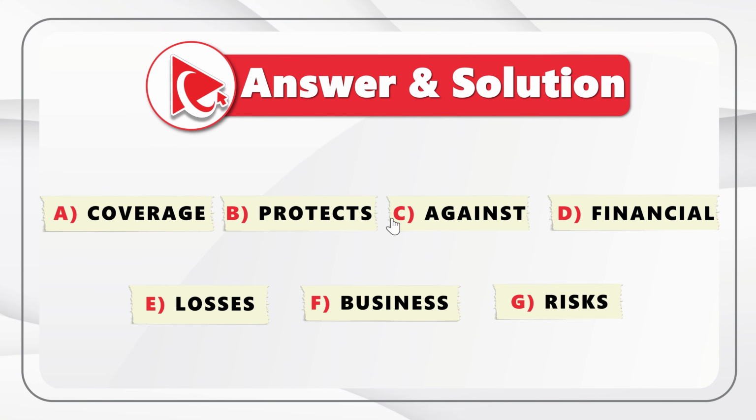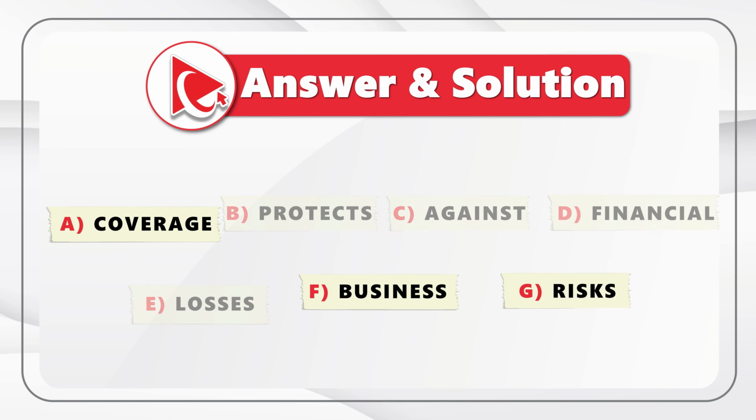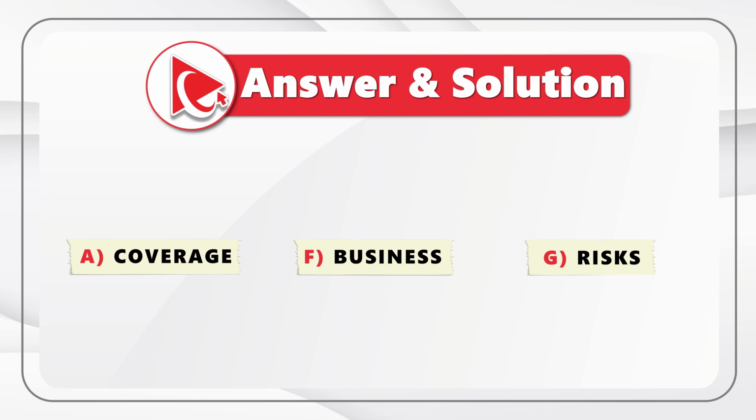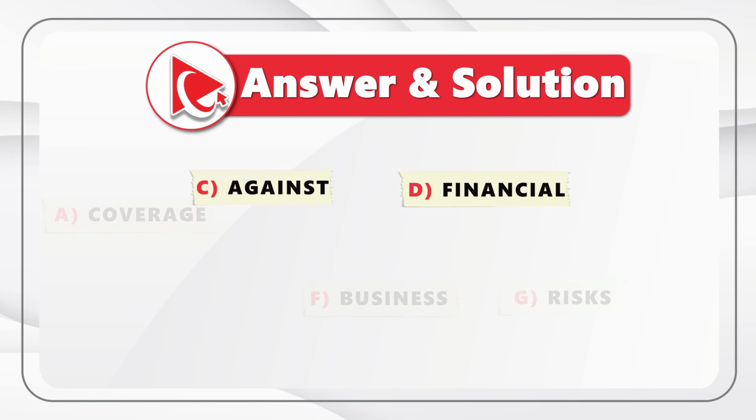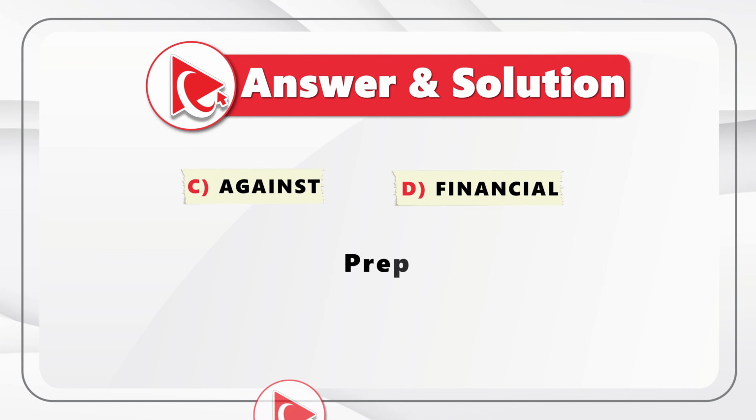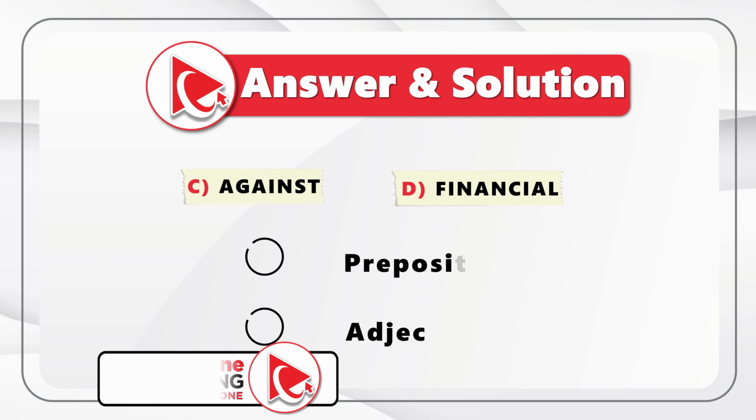To get to the correct answer, let's look at each word in this sentence to determine the meaning of the word and how to use it in the correct way. We start with the words coverage, business, and risks. These are not the objects of the sentence. We also look at the words against and financial. These are a preposition and an adjective.